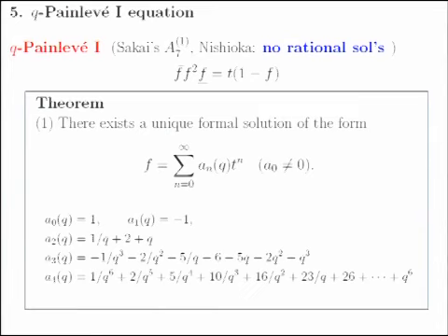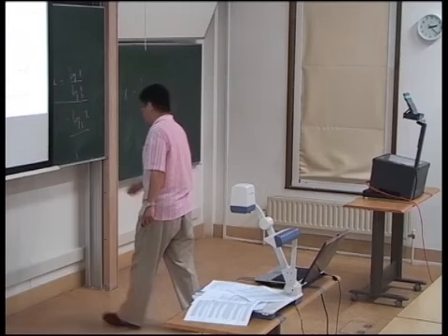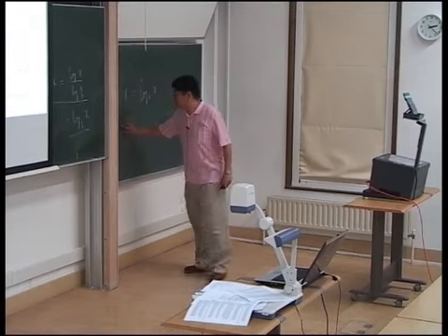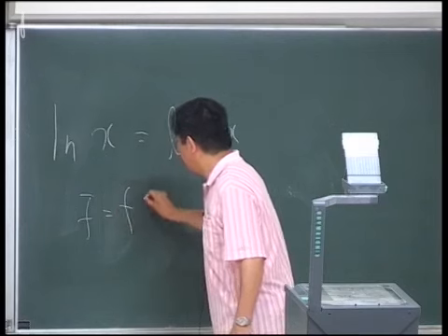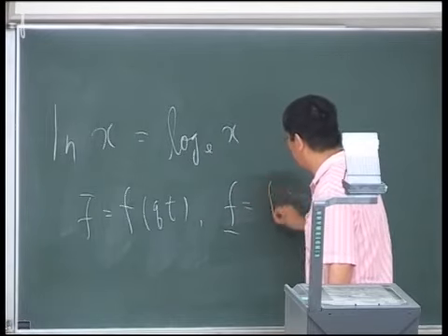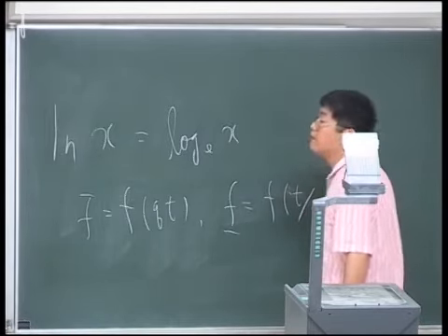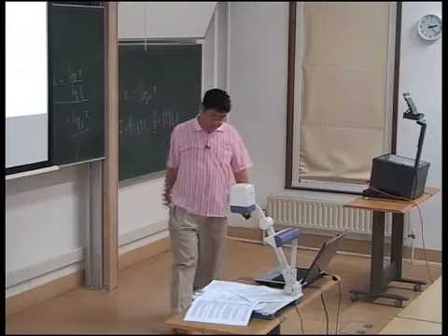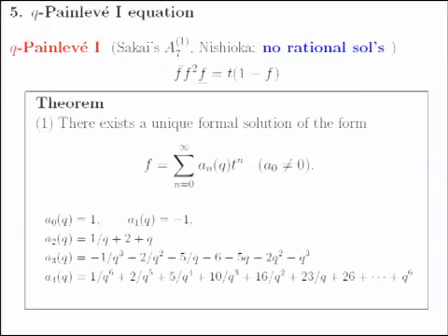qP1 appeared in the talk in the morning, like this one. But this one is different from that qP1. It is Sakai's A7 solution, like this one. F bar is F(qt), and F underbar is F(t/q). This is a second order nonlinear Painlevé equation. Its limit is the continuous Painlevé 1 equation, and it has no parameters.